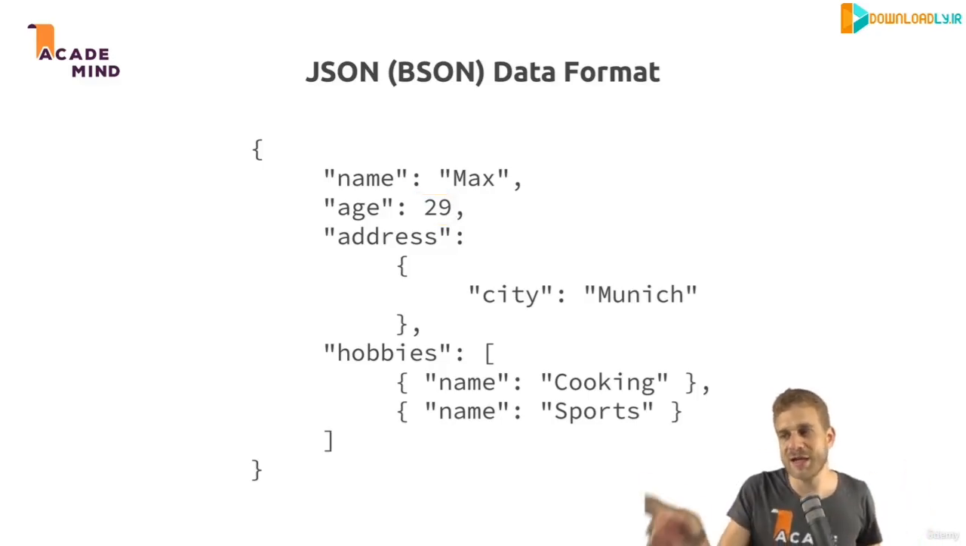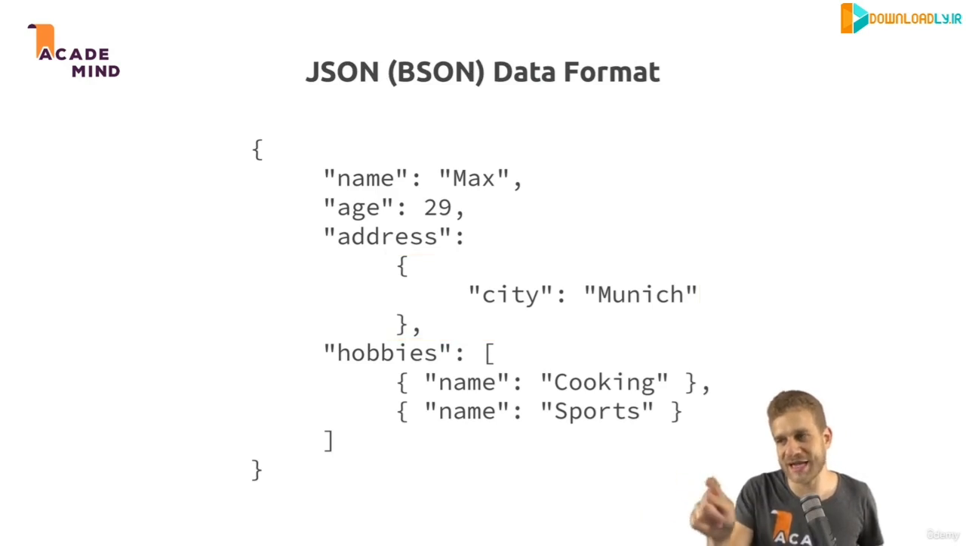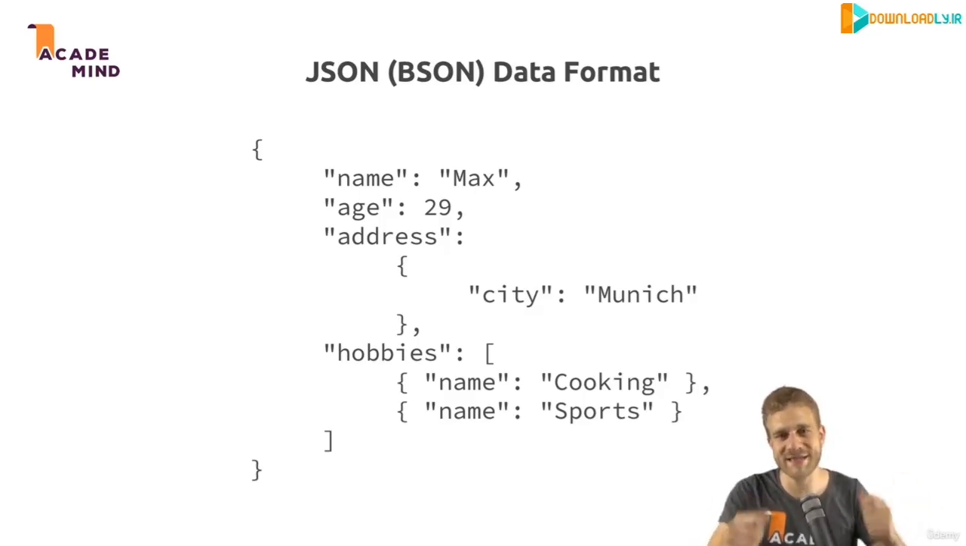And you can even store nested data, as you can see. The address key, or field, as you could also call it, has an embedded document. So this again has curly braces in there, and then another key value pair. And this is another cool feature of MongoDB and its documents. You can store nested data in there.